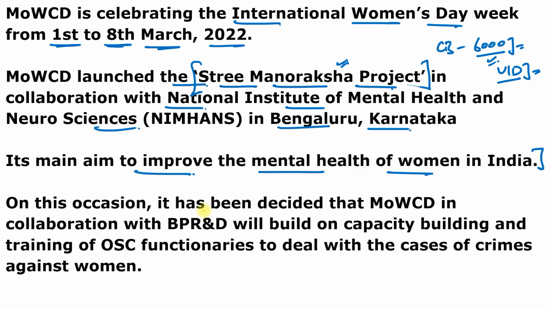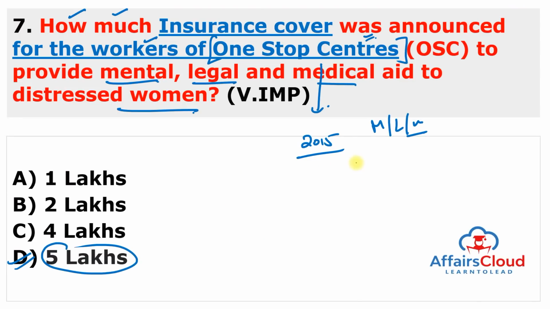And on this occasion, it has been decided that Ministry of Women and Child Development, in collaboration with Bureau of Police Research and Development, will do capacity building and training of the one-stop center functionaries to deal with the cases of crime against women. So it is basically to raise awareness on the safety and security of the women. So one is for the mental health and second is for the safety and security of the women. So 5 lakh rupees is specially provided to the workers of the one-stop centers to provide mental, legal and medical aid to the distressed women, and this is announced by Ministry of Women and Child Development. And Union Minister is Smriti Irani, constituency is Amethi, Uttar Pradesh.